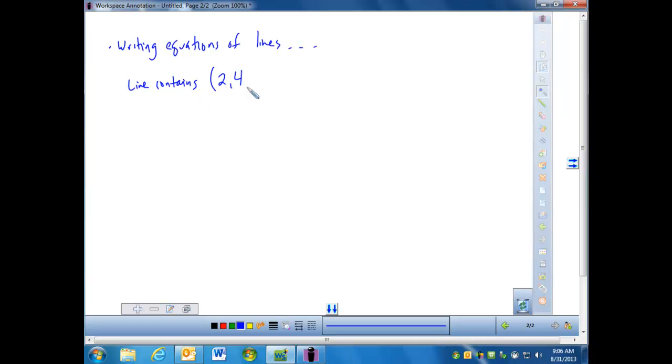So let's say I give you the points (2, 4) and (4, 10). Okay, so there's a line that goes through those 2 points, and I want you to write the equation of that. What is it that you really need to write the equation of a line? Hopefully you realize that the 2 things you need are slope and y-intercept. So every single problem I give you where I'm asking you to write the equation of a line, your job is to find those 2 things.